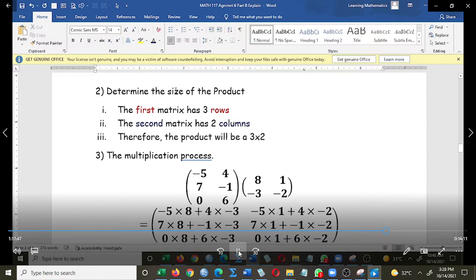But I just said, when you're talking about size, you don't mention the word elements. Wait, repeat the question, sir. Why will a 2 by 2 give you another 2 by 2?